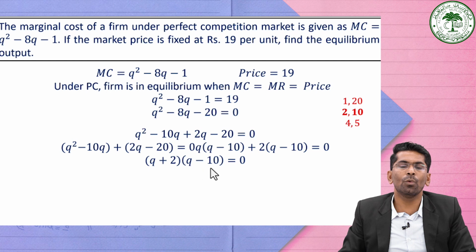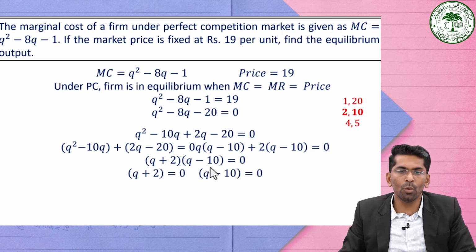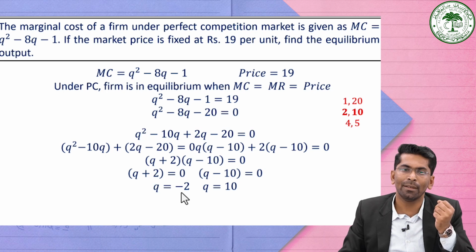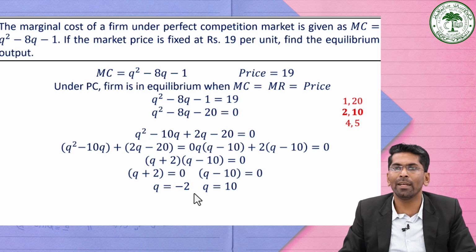We separately equate these two terms to 0. So Q plus 2 is equal to 0 and Q minus 10 is equal to 0. We can solve these for Q. So Q is equal to minus 2, and Q is equal to 10. Now, what do we mean by Q? Q is the level of output. So minus 2 does not make any sense in economics, a minus 2 output does not have any meaning here.